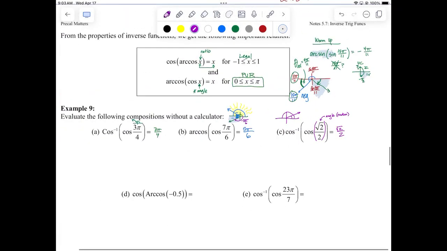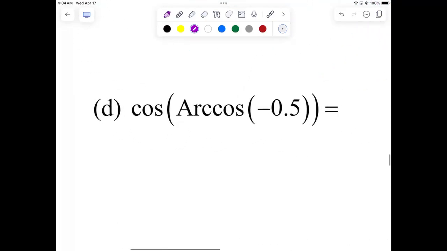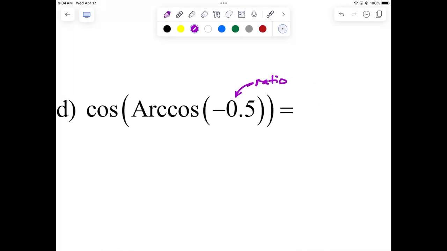All right, letter D. Cosine of arc cosine of negative 0.5. Is negative 0.5 an angle or a ratio? It is a ratio now because it follows arc cosine. Are ratios always good? Can we just undo it if it's cosine of arc cosine? Will they always undo each other? Yes, as long as it is a legal ratio.